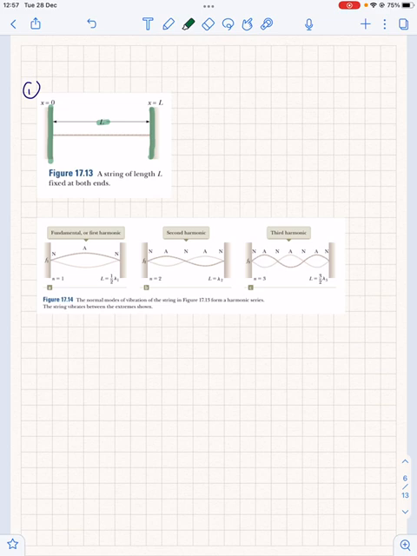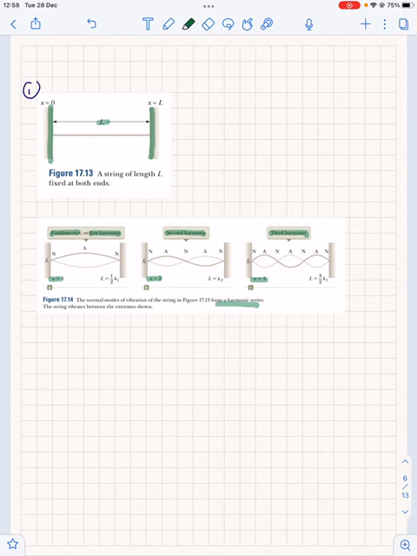Okay, it states here the normal modes of vibration of the string in figure 17.13 form a harmonic series. What is a harmonic series? So a harmonic series means this is N1, N2, and N3. This is called the first harmonic or fundamental. The second one is called the second harmonic. The third one is called the third harmonic, and so on and so forth. If we have a fourth harmonic, we can have a fifth harmonic. We can go higher and higher.